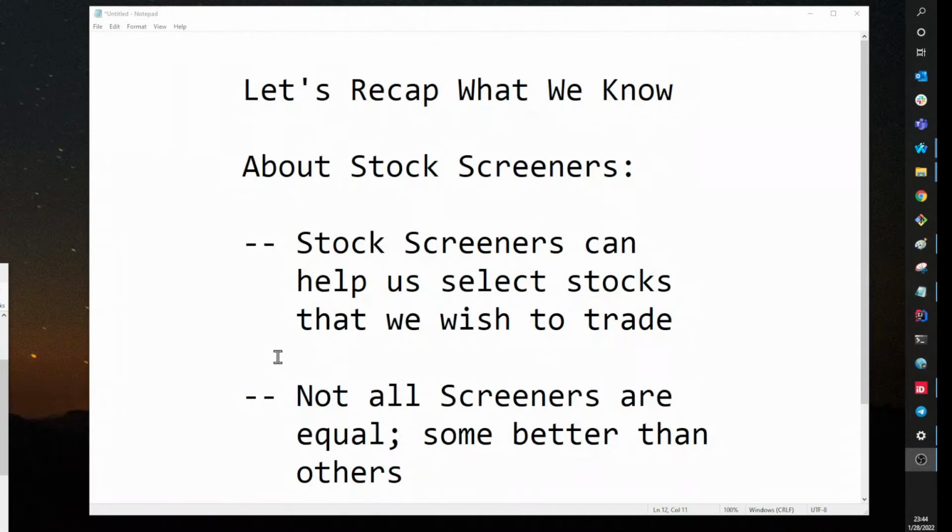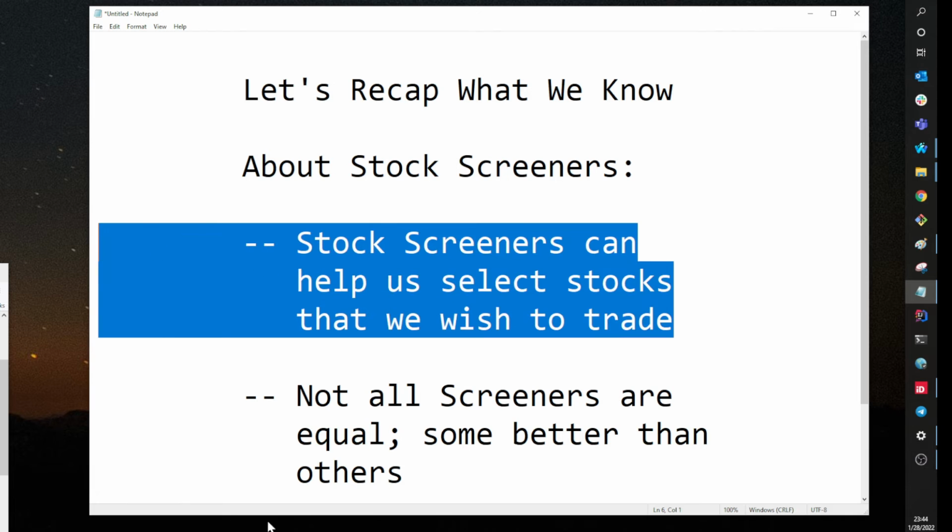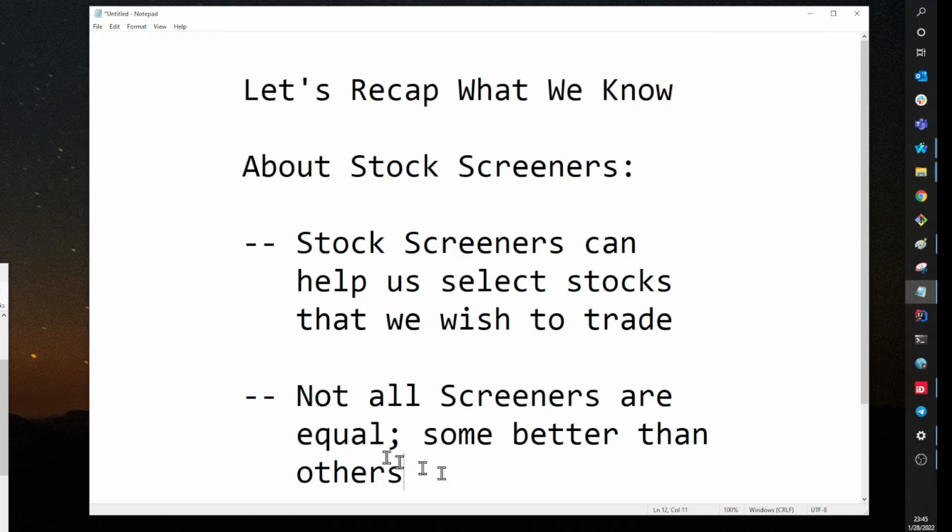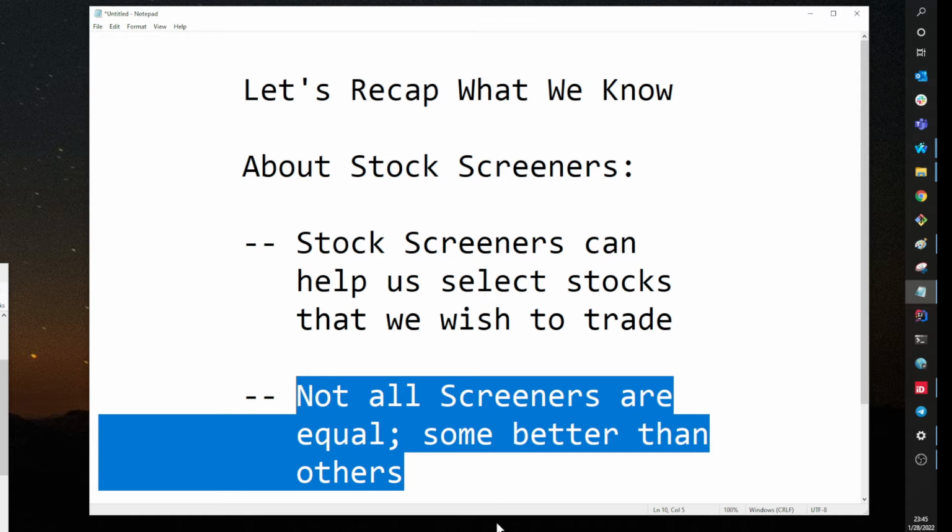What do we know about stock screeners? So stock screeners can help us select stocks that we wish to trade. And we have found out, or we are finding out, that not all stock screeners are equal. Some are better than others. And I'm going to say that probably the ones that you subscribe to might be better. Not necessarily. And I don't recommend you doing that at this stage of the game because you're just starting out. Once you get better at it and you're actually making money, then you're probably, yes, going to invest in subscriptions to not just stock screeners, but other things.